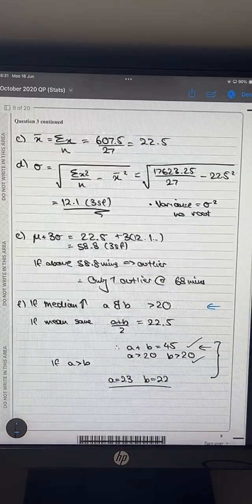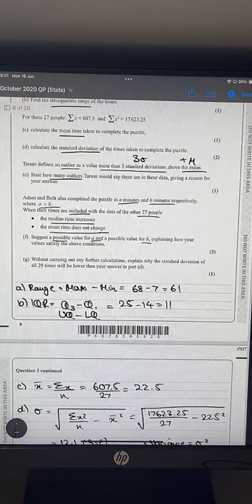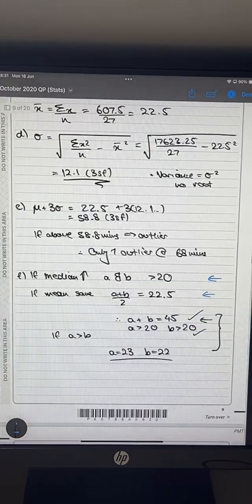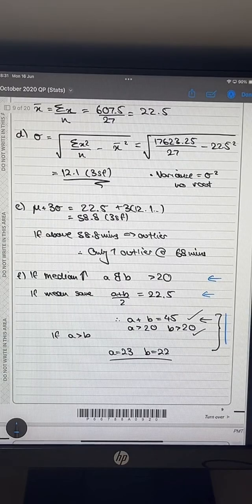So we can say that A plus B divided by 2 is 22.5. Therefore, the mean does not move anywhere. So A plus B is 45, and we know that A and B are greater than 20. They told us in the question that A is greater than B, so we just need to come up with two numbers that satisfy these three conditions.